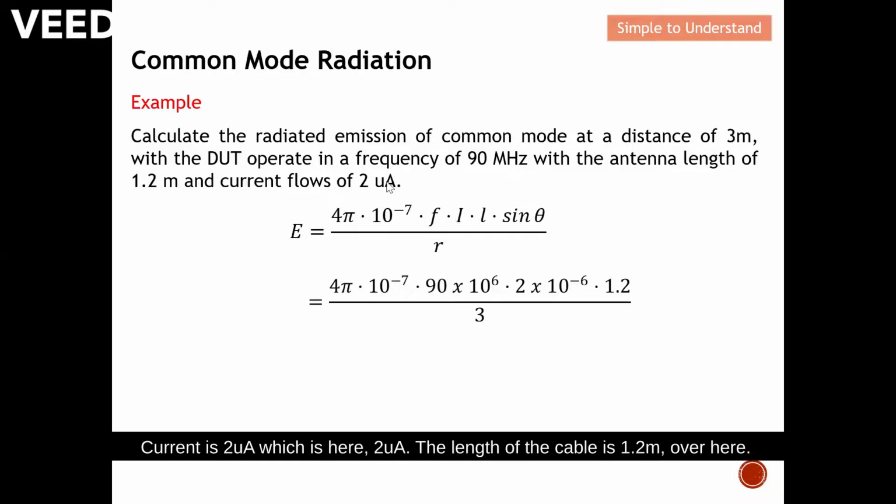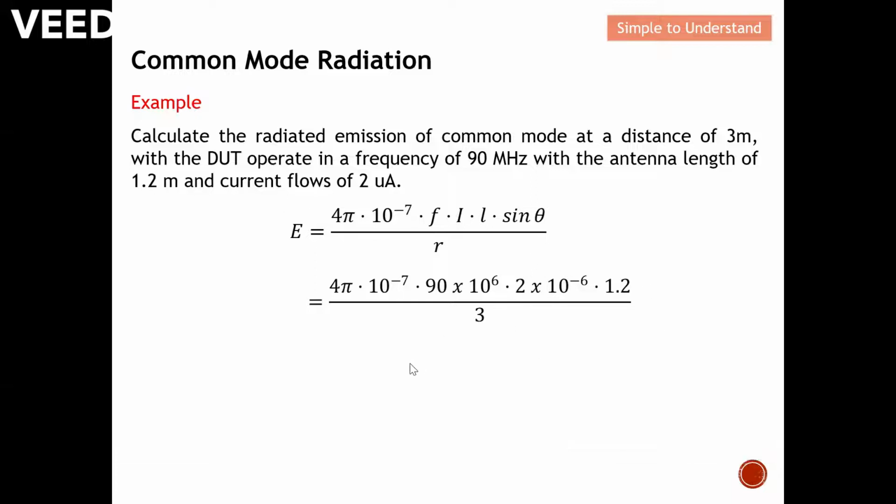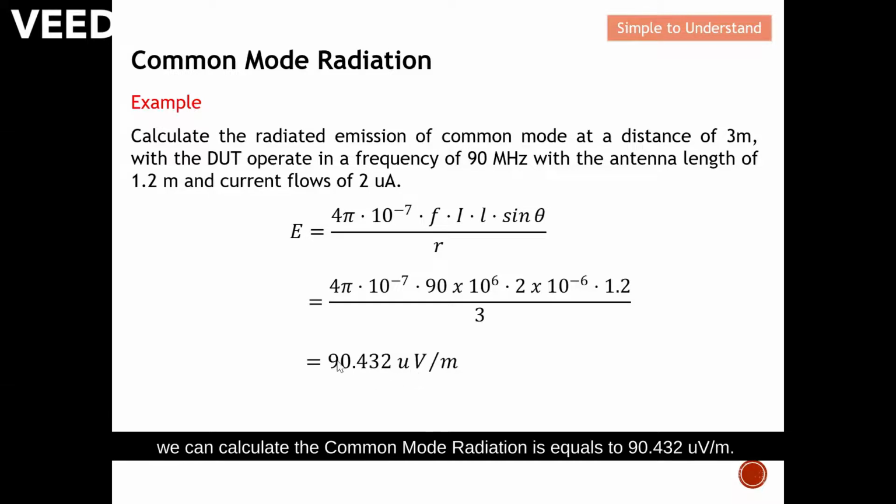Current is 2 microampere, okay, which is here, 2 microampere. The length of the cable is 1.2 meter over here. So we punch the calculator. Okay, we can calculate the common mode radiation is equal to 90.432 microvolt per meter. Okay, next example.